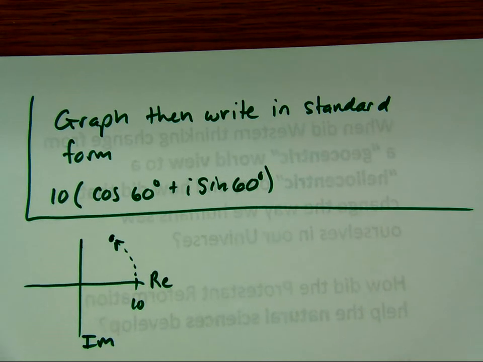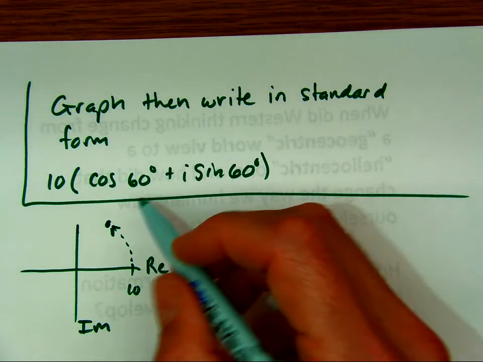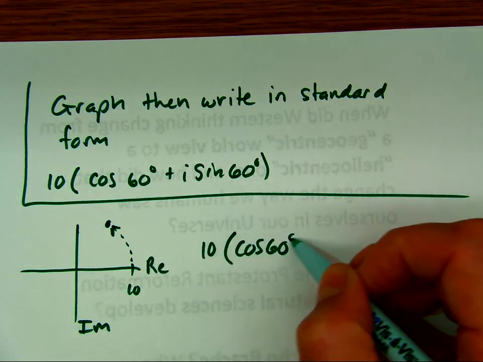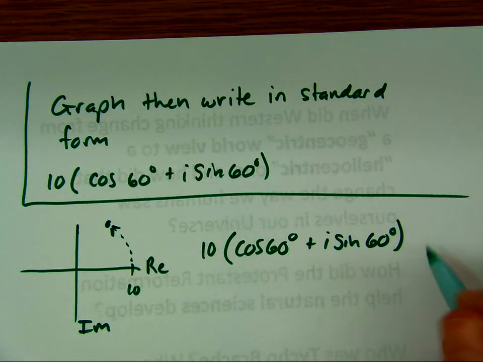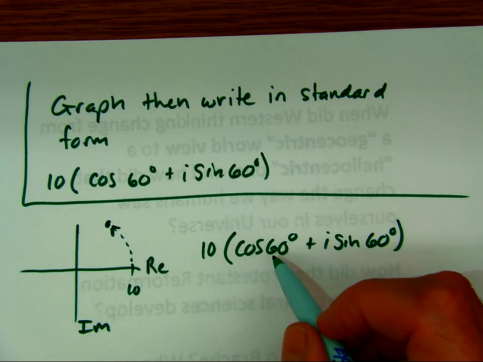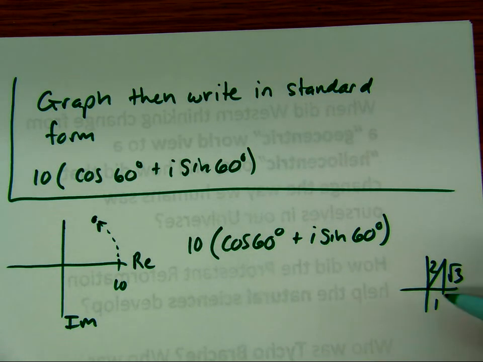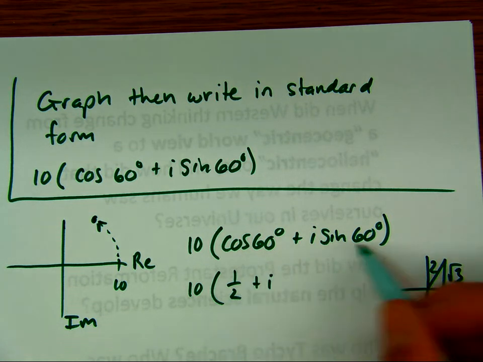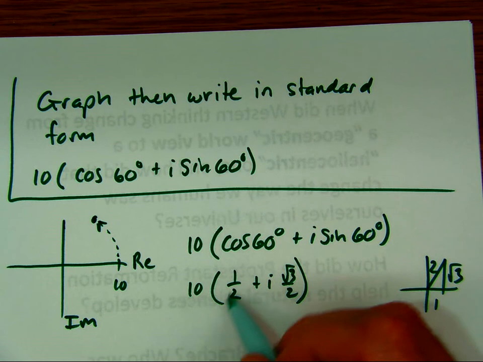And then to get standard form, we have 10 cosine 60 plus i sine 60, and we need to evaluate cosine of 60. So remember that cosine is going to be 1 over 2. Sine is going to be radical 3 over 2. And then we just distribute the 10.